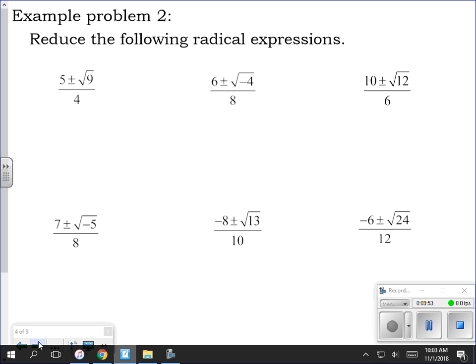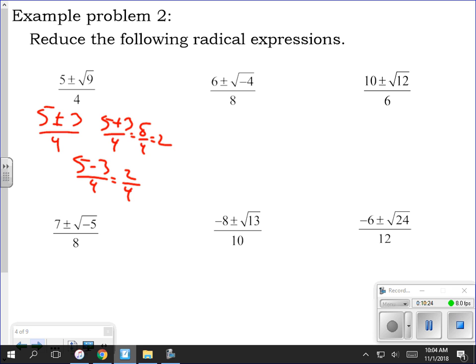Square root of 9, that's easy. So I have 5 plus or minus 3 over 4. Now, if the radical portion disappears, like this, give me 2 separate answers. You have 5 plus 3 over 4, which is 8 over 4, which is 2. And you have 5 minus 3 over 4, which is 2 over 4, which is 1/2. Reduce it down to that. So 2 non-radical solutions.